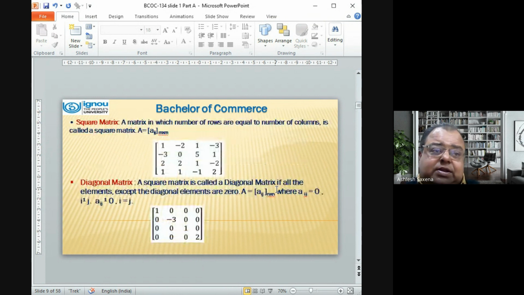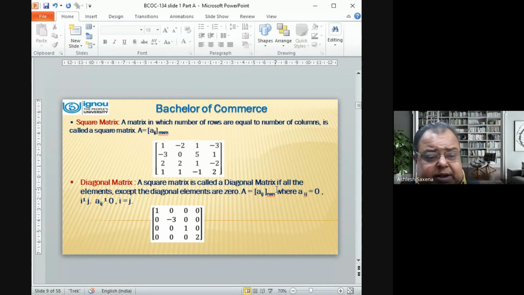Now, square matrix. I know you might be knowing what is a square. Square is a four-sided figure which has all four sides equal. That is why you can see here also the number of rows and number of columns are equal. A matrix where the number of rows and number of columns are equal is a square matrix. It can be a 2 by 2 matrix. It can be a 3 by 3 matrix. This is a 4 by 4 matrix.